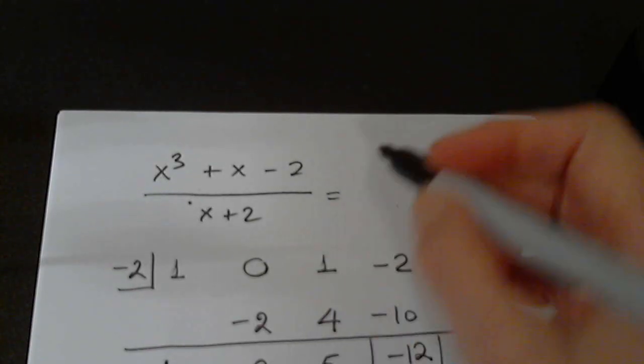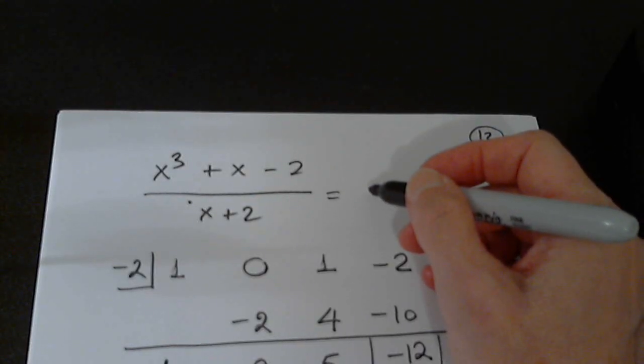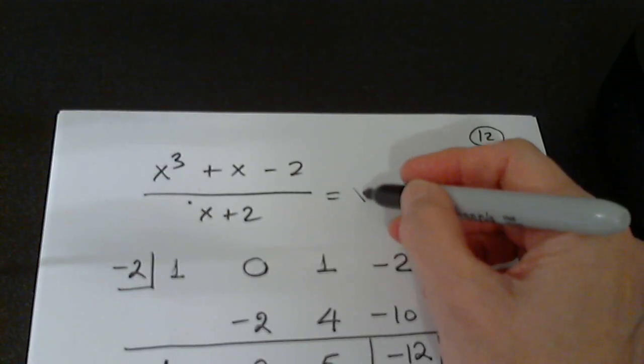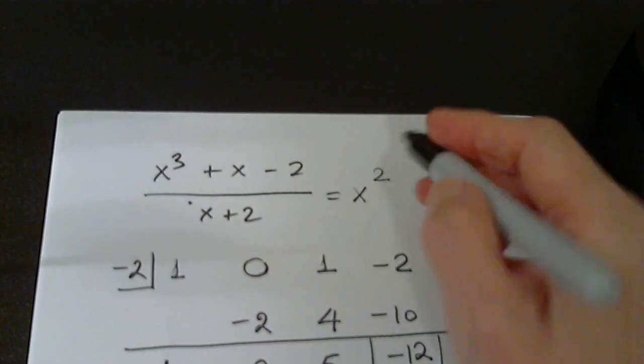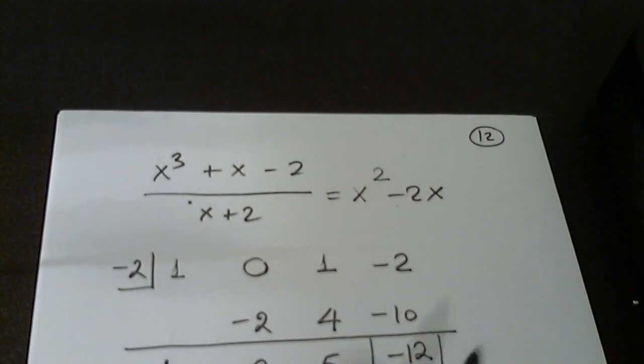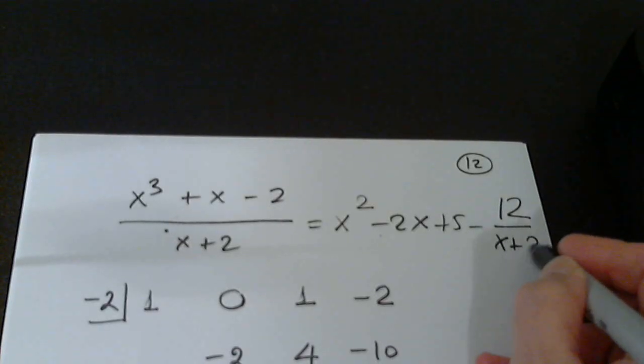What is this? X to which power? X squared? Yes. And this one is minus 2x, and this is plus 5, and this is minus 12 over x plus 2.